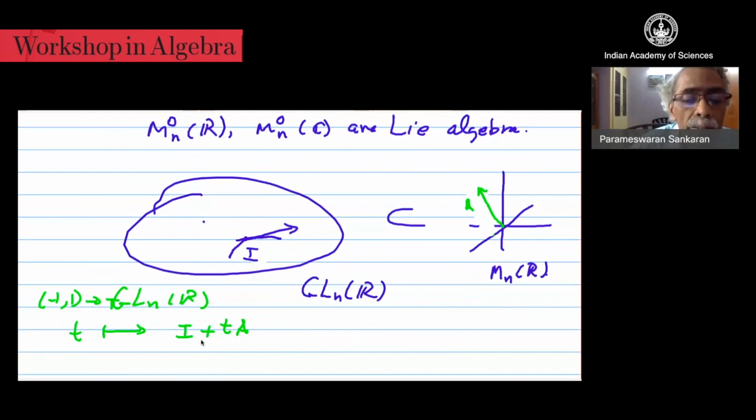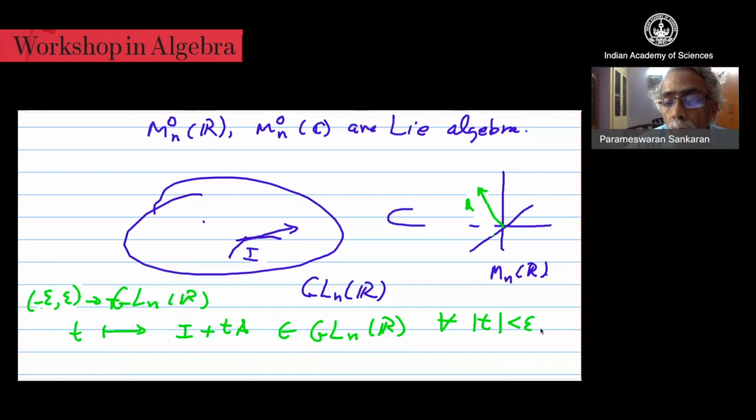Now, this may not be invertible for all values of t. In fact, it may not be invertible for points in this interval from -1 to 1. But if t is very small, so I change my domain. If t is some epsilon, so t varies in -epsilon, epsilon sufficiently small, having fixed your A, this takes values in GLn, for all t such that mod t is less than epsilon. You can always show this, given A is always such a thing.